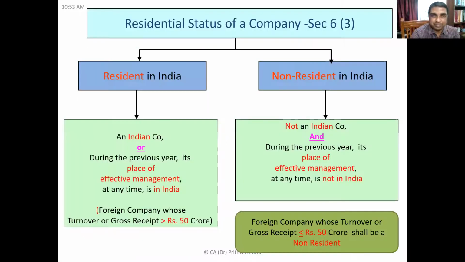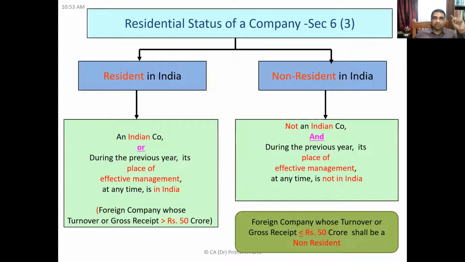Now, look at this chart to understand the residential status of the company. Here we are learning Section 6(3). Section 6 has got some subsections also. If you see this, companies broadly we can classify into two categories. Can you say what they are? On the basis of nationality, there are two possibilities: Indian company and non-Indian company, that is foreign company.